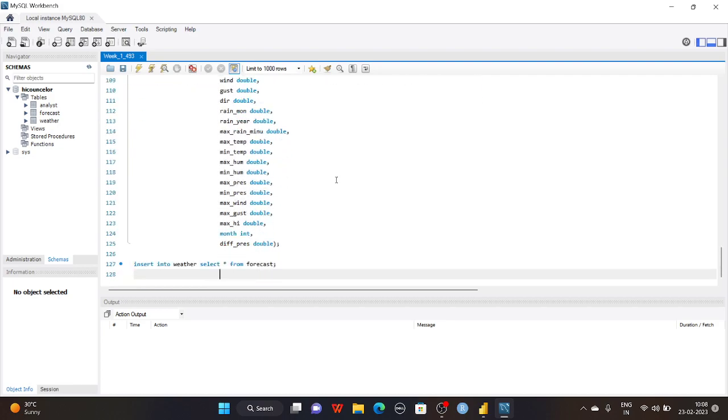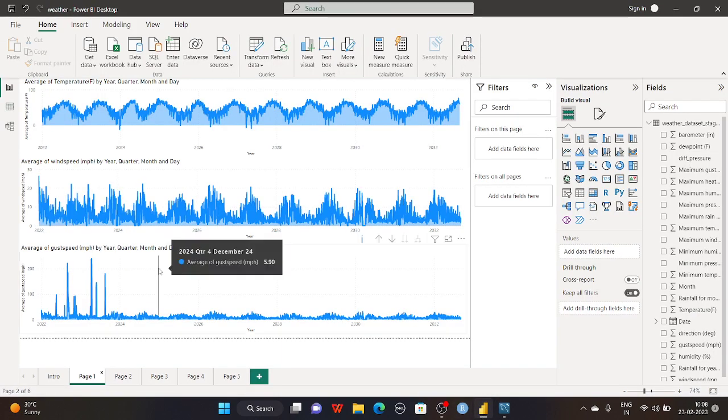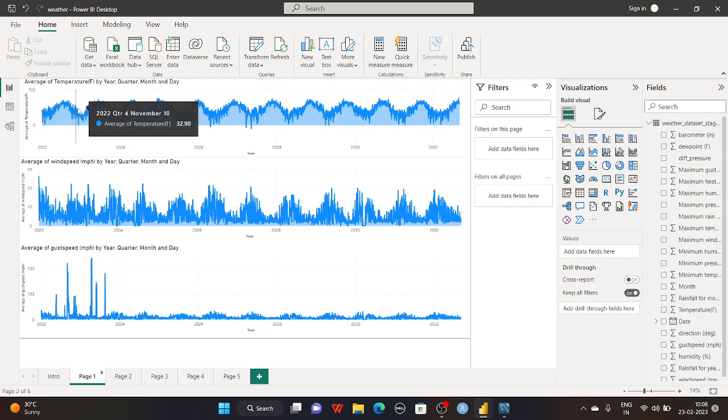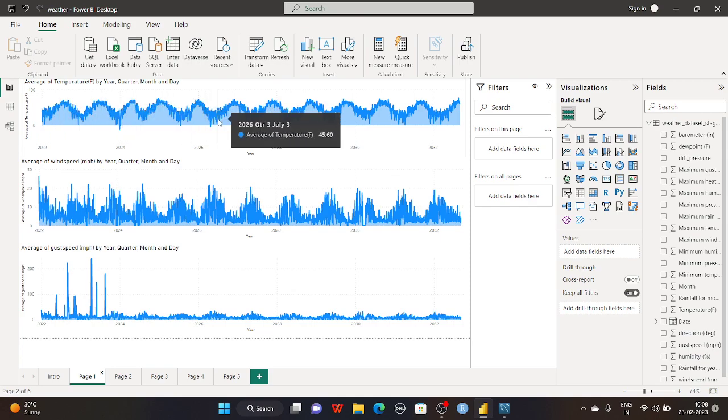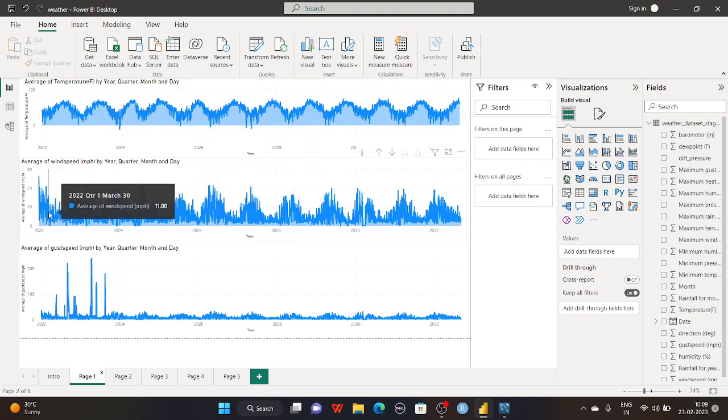And next I added this forecast data set into my original weather table, where I had the data from the year 2022 to 2033. So now I'm presenting the data through some dashboards. This is a graph of average temperature. We can see the seasonal and cyclic pattern over here. Next, this is the line diagram of average wind speed on a daily basis.